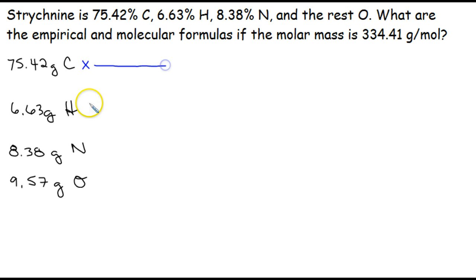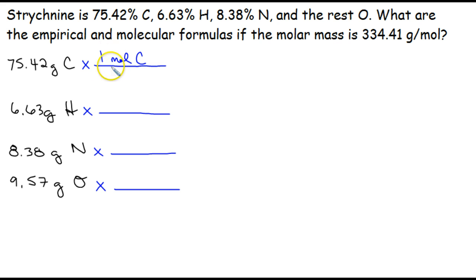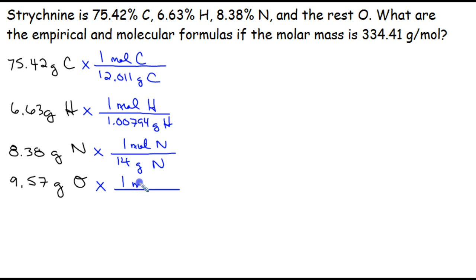Now the first thing you need to do to these is convert them to moles, because formulas are actually mole ratios. So before we can figure out that mole ratio, we're going to have to first convert all of our grams to moles. So I'm just filling them in first, and molar mass of carbon is 12.011 grams. Molar mass of hydrogen is 1.00794 grams. Molar mass of nitrogen is 14. And then molar mass of oxygen is 16.